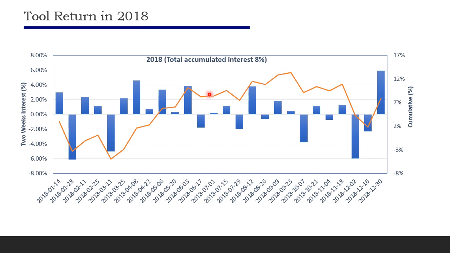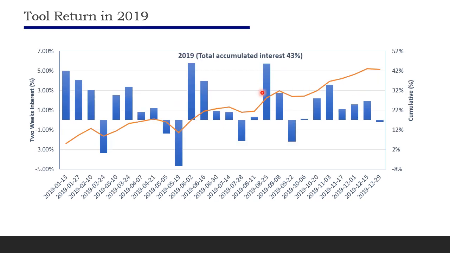And then 2018. As you know, 2018 was not an ideal year for trading. However, as you see, at the end of the year, the accumulative return of this method was around 7%. And you can see the minimum return was something around -6% and the maximum again around 6%.